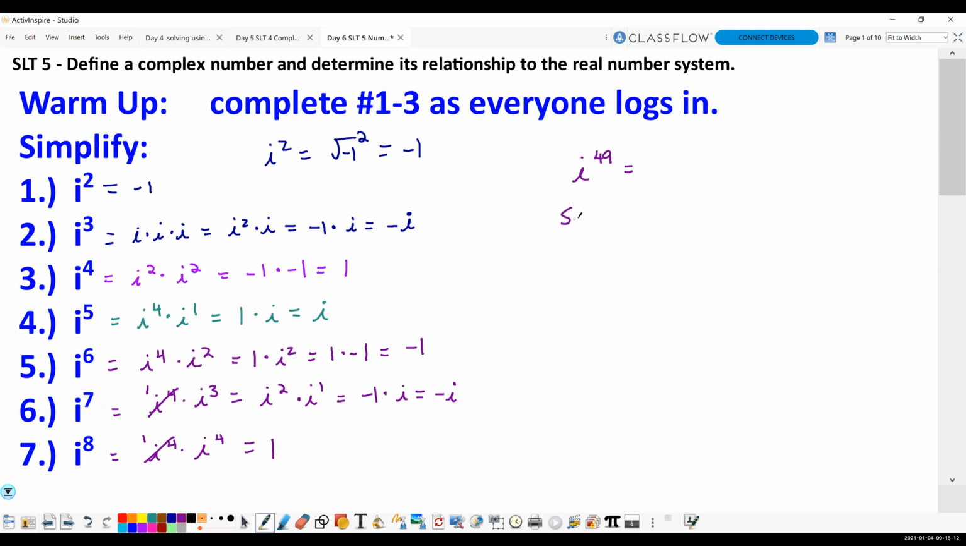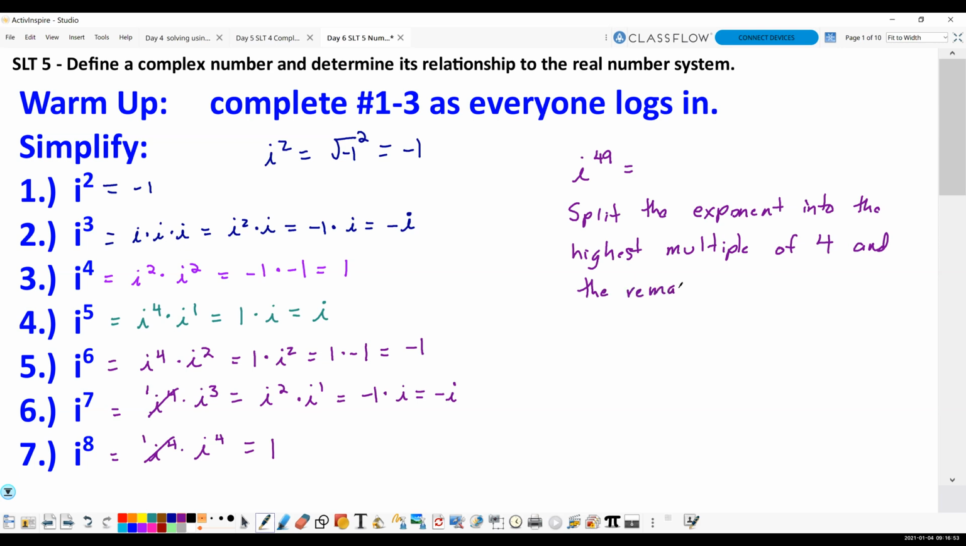I'll be honest with you guys, I forget how to spell the word separate. So I'm going to say split, actually. That's better. I know how to spell split. I can never remember if separate has an E or an A. So: split the exponent into the highest multiple of 4, and then whatever's left over. If we say leftover, that's kind of sloppy, so we'll say the remainder. That's a nicer word.